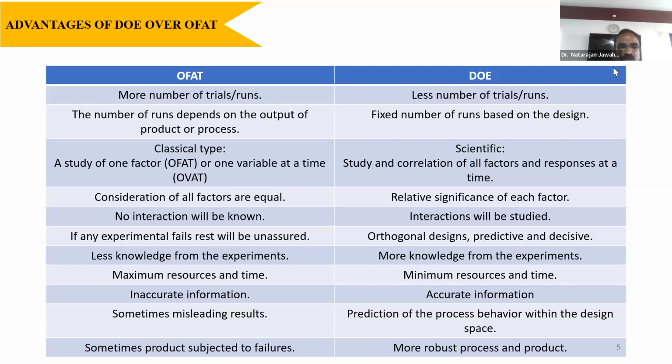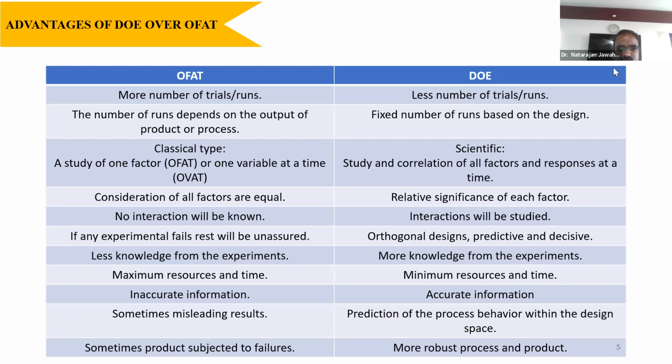OFAT means one factor at a time. The remaining factors are constant while we change one factor. More trials or runs are required to know the effect of a particular factor on the response. But in DOE, fewer trials or runs are required to identify the factor that influences the response more. Then the second point is that the number of runs depends on the output of the product or process.